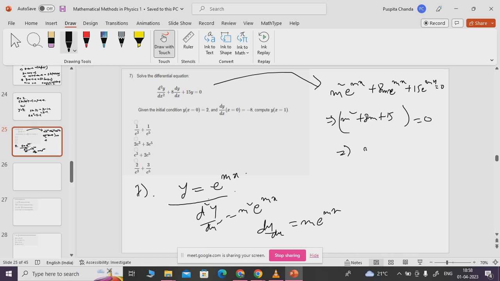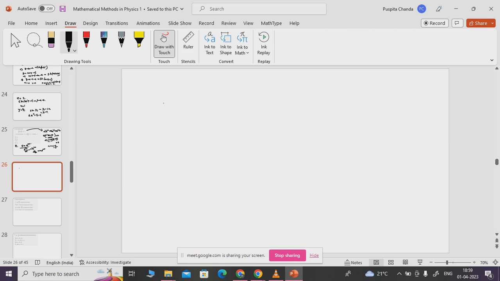The equation will become m square plus 8m plus 15 is equal to 0. So it is m plus 3 into m plus 5. When you try to write it in factored form, it is 0. So m is equal to minus 3 and minus 5. So we can write that the solution is y is equal to c1 e to the power minus 3x plus c2 e to the power minus 5x.